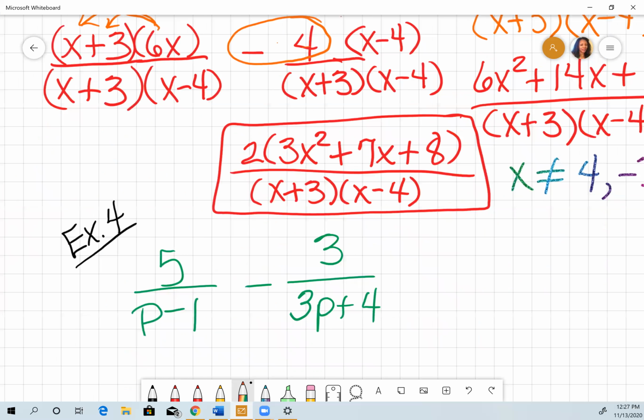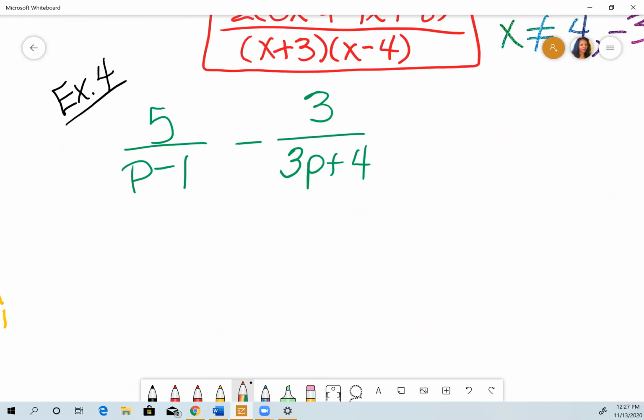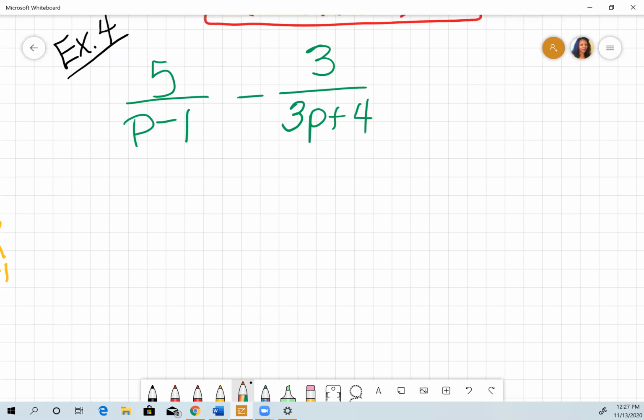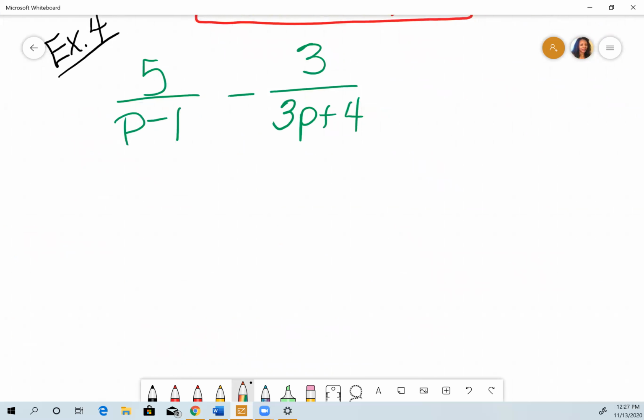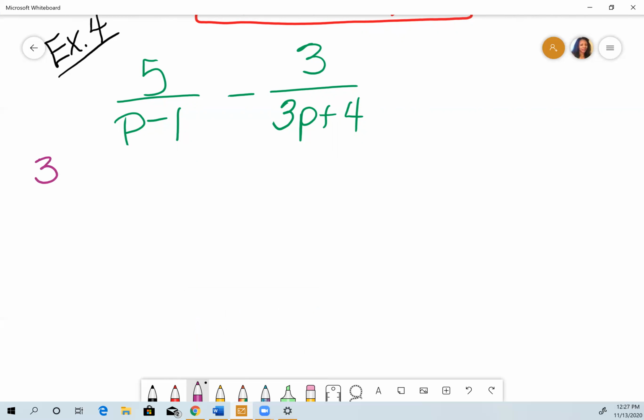Okay. And then finally, let's go to this last problem. And again, it's unlike denominators. So that means that I'm going to have to multiply one side by, let's find another color here. Okay, I am going to have to multiply this first fraction by what's missing in the denominator. So this is what's missing. So I'm going to multiply by 3p plus 4. What I do to the top, I have to do to the bottom, times 5.